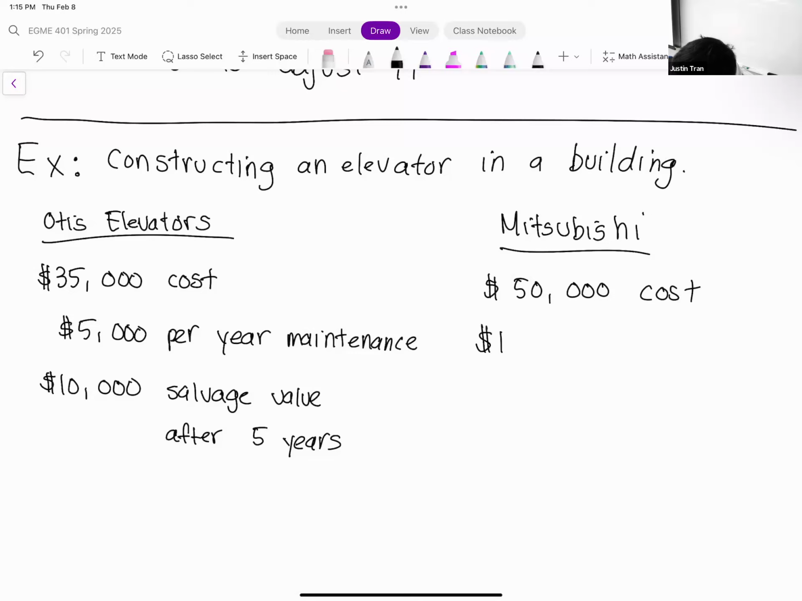You do have to maintain the elevator, but as part of the much higher initial cost, they agree to help cover part of the maintenance. And so what you have to pay out of pocket is $1,000 each year for maintenance.